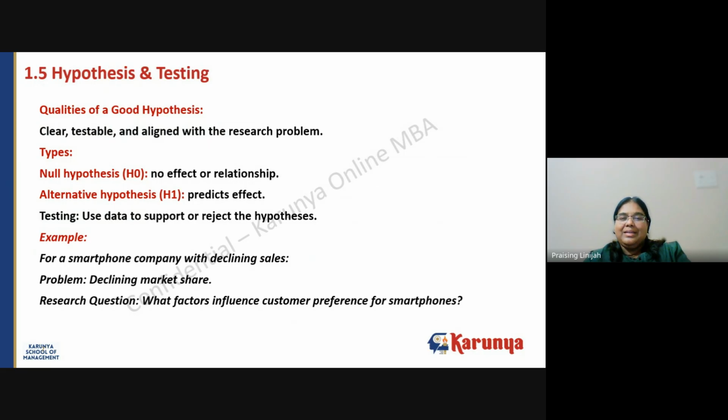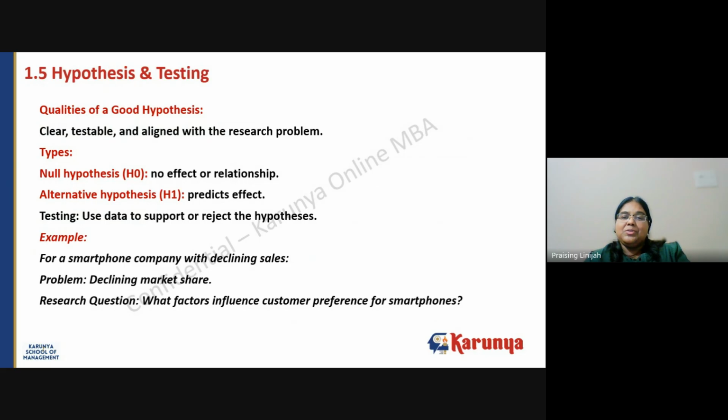So when we talk about null, it says that there is no effect or no significance. Whereas in an alternative hypothesis, we say it has significance, or it predicts an effect or impact out of the analysis we are going to do. The results are tested with data, confirming or rejecting these ideas, which will lead to firm decisions. Okay, let us try this with a small case study.